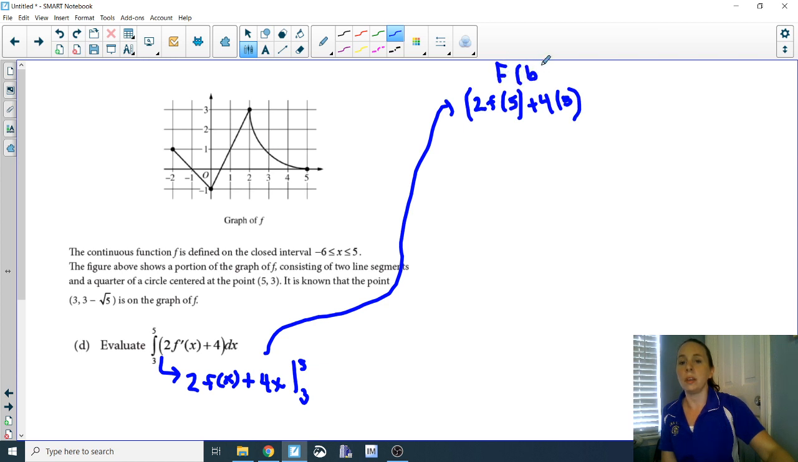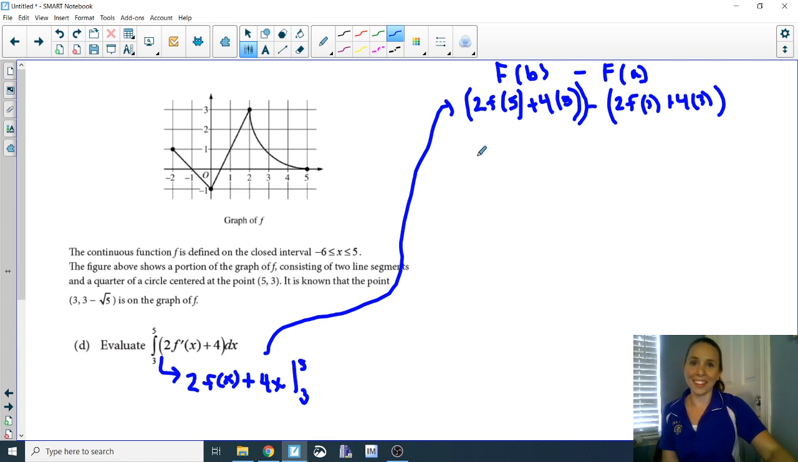Capital F of b minus capital F of a, and that is capital F standing for the antiderivative of whatever's in here. So there's my capital F of b minus capital F of a: 2 times f of 3 plus 4 times 3. Now we got to figure out, this is 20, nice and easy. This is 12, nice and easy.